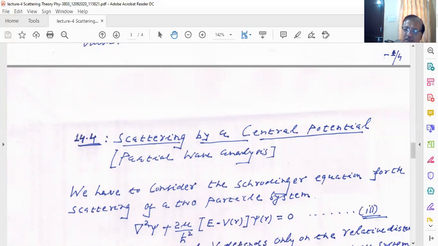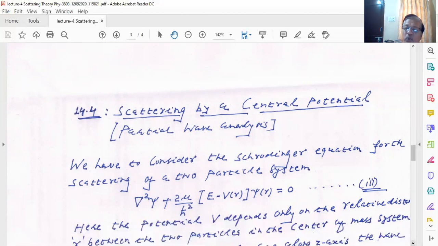So friends, now let us consider a Schrodinger equation, which I am writing as a time independent equation: del square psi plus 2 mu over h cross square (E minus V of r) psi of r is equal to 0, which we have considered for a system of two particles because we want to study the scattering theory. So we have an incident particle and we have a target which is stationary, which is kept at the origin on the z-axis, right? Because that you have studied.